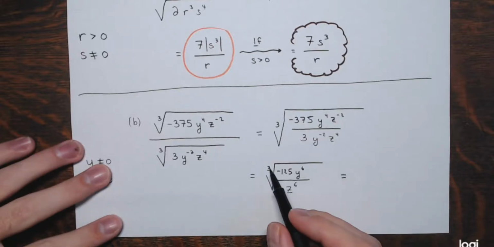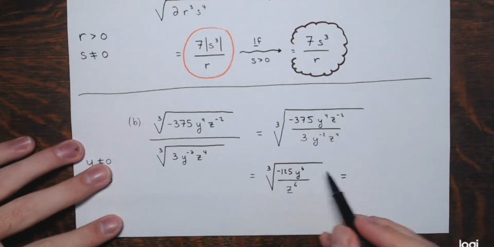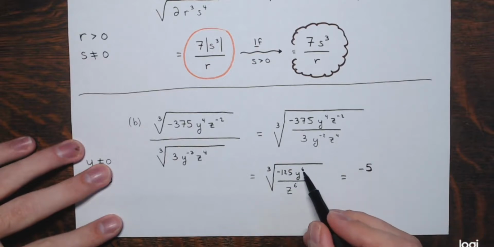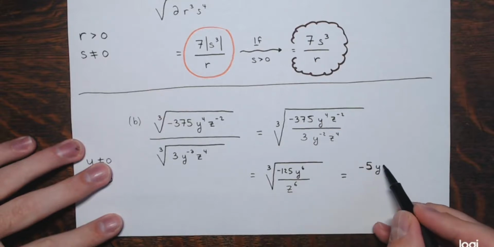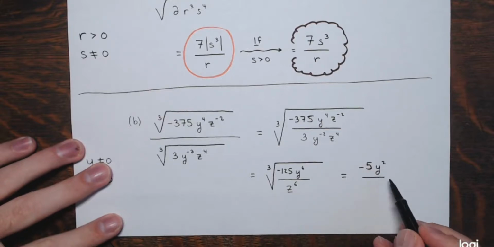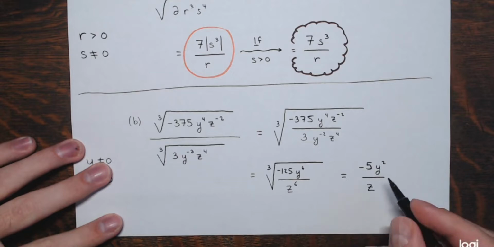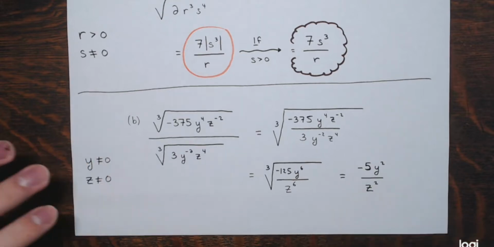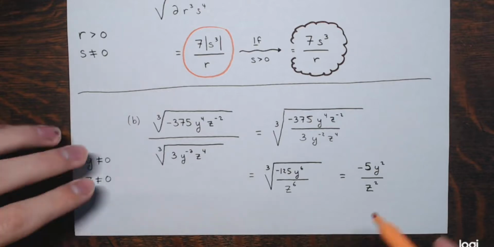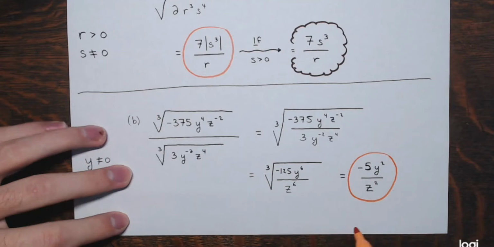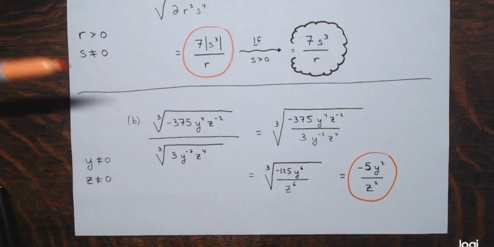Right, the cube root of the numerator. Cube root of negative 125 is negative 5. Right, so it's negative 5, and then the cube root of y to the 6th would be y squared, divided by, and then the cube root of z to the 6th would be z squared, right? Z squared to the 3rd would be z to the 6th. And there we go. Negative 5 times y squared divided by z squared is our final result.